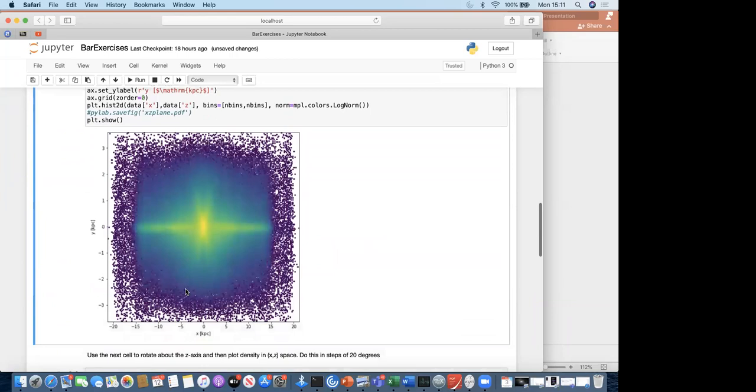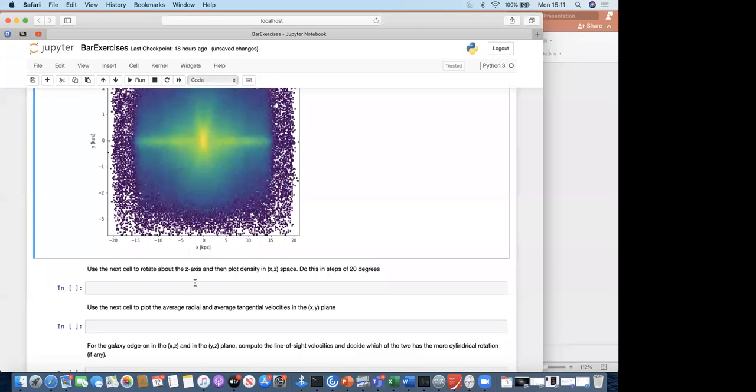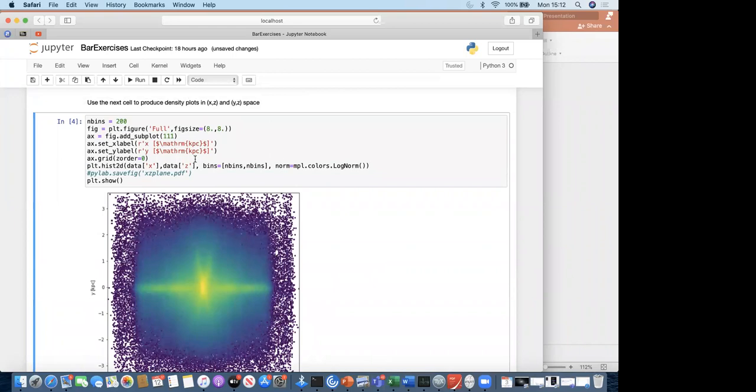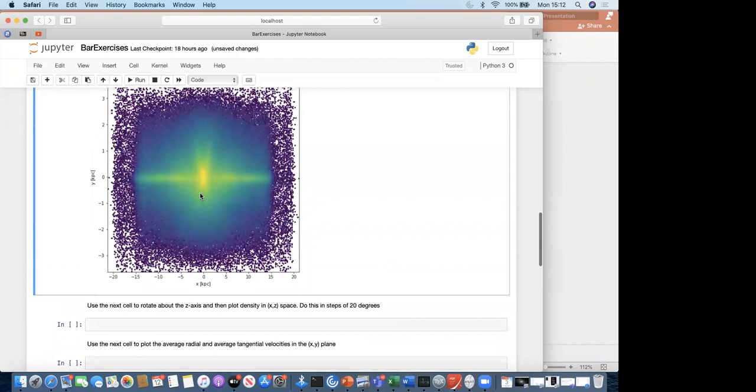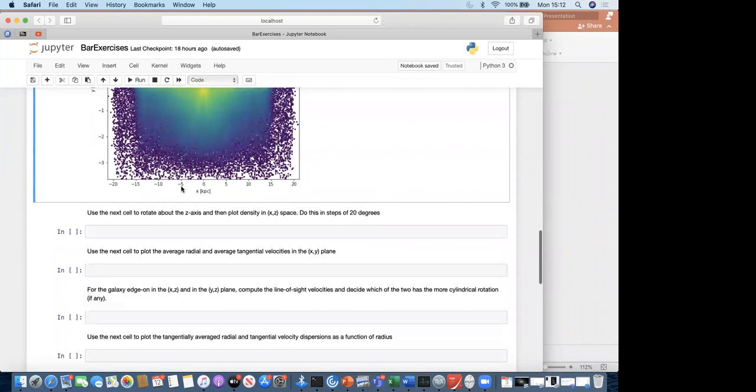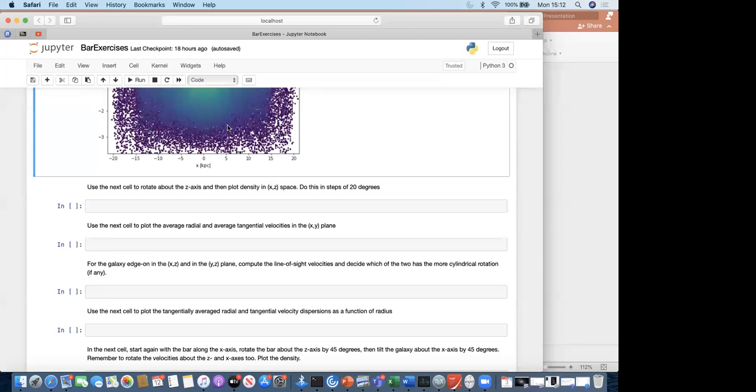Use the next cell to rotate about the Z axis and then plot in the XZ space. So you will need to figure out how to rotate coordinates. You will need to multiply by a rotation matrix, not particularly hard to do, in order to rotate by 20 degrees and then another 20 degrees, et cetera, and plot one of these each time. The reason you do that is because you'll see the X shape come and go as you do that. I will show you an example of this actually somewhere else briefly.